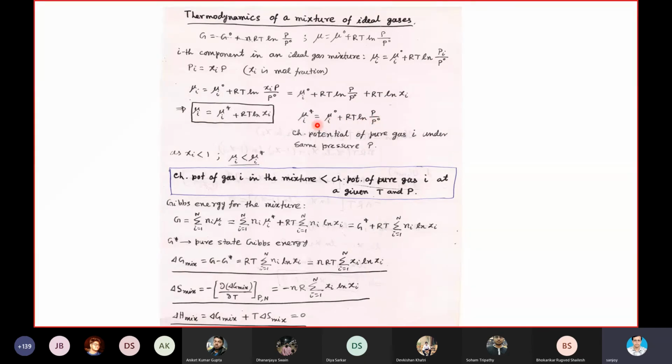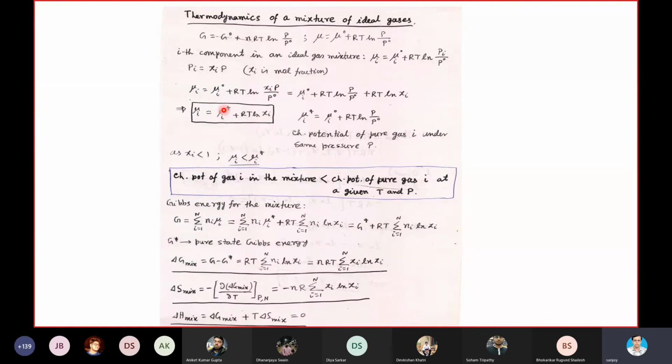What does this mean? This is the chemical potential of the component i in its pure state, when the pressure in the pure state is the same as that of the gas mixture. You see, this P is capital P, the pressure of the gas mixture. So if I take one of the components in a pure state and maintain the same pressure as that of the gas mixture, then this will be the chemical potential of that pure gas. This is basically mu i star. So the whole thing we can write as mu i star plus RT log Xi.